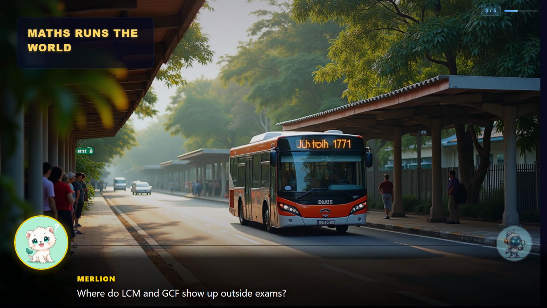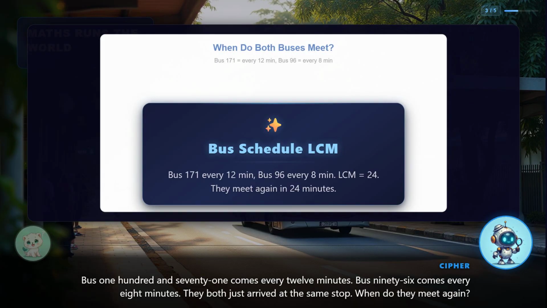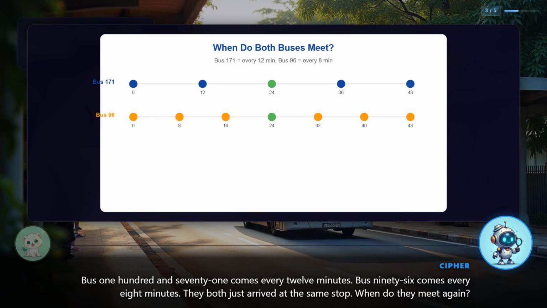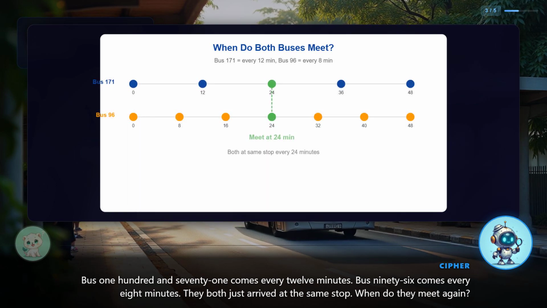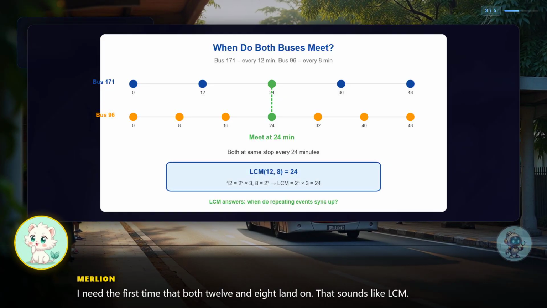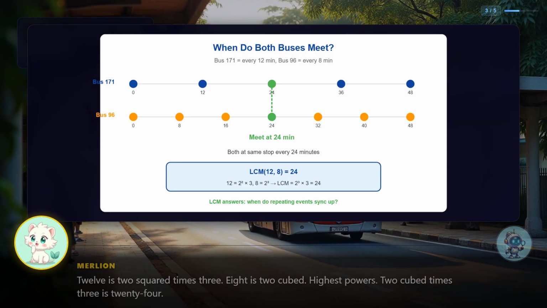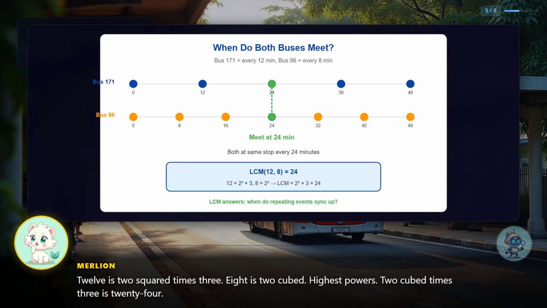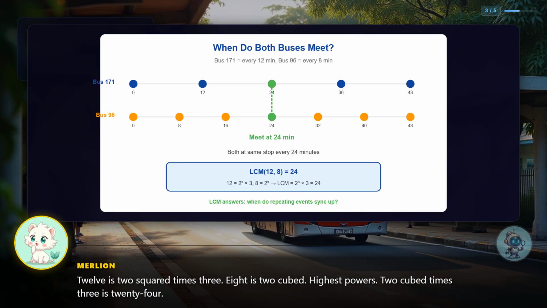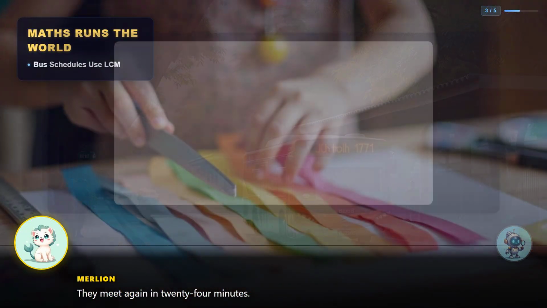Where do LCM and GCF show up outside exams? Bus 171 comes every 12 minutes. Bus 96 comes every 8 minutes. They both just arrived at the same stop. When do they meet again? I need the first time that both 12 and 8 land on. That sounds like LCM. 12 is 2 squared times 3. 8 is 2 cubed. Highest powers, 2 cubed times 3 is 24. They meet again in 24 minutes.